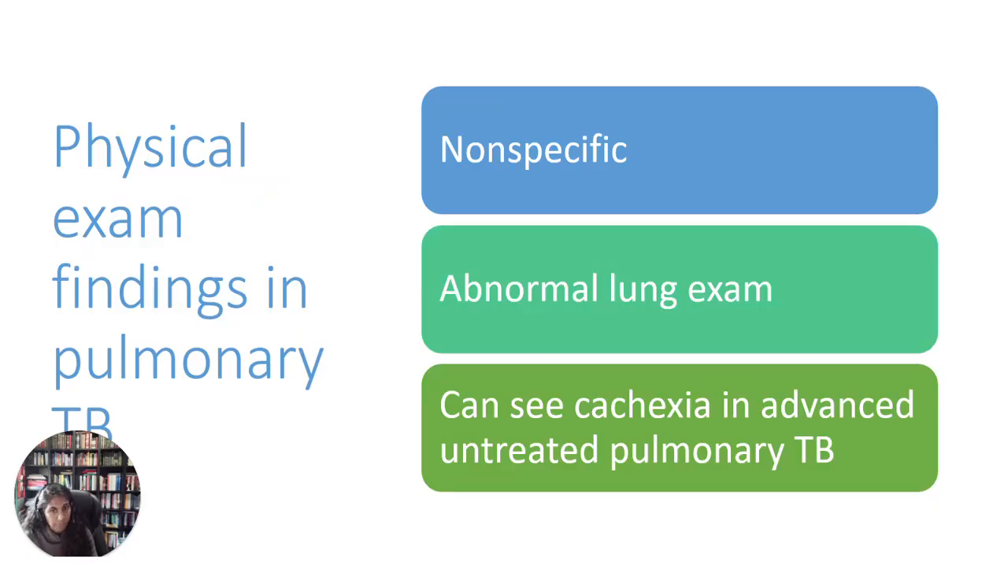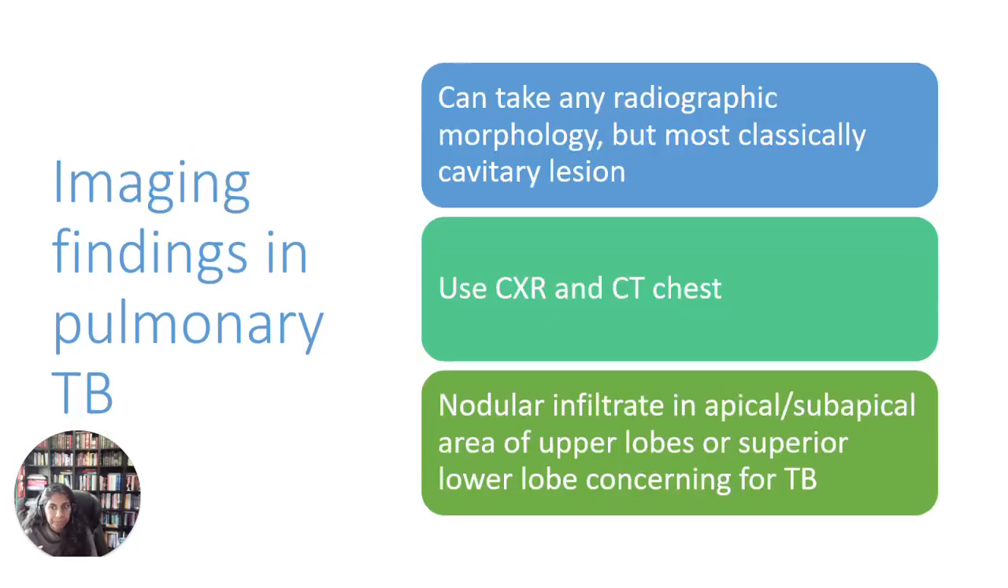Sometimes you might have an abnormal lung exam, and in those who have advanced untreated pulmonary TB, they can have cachexia, which is why the old name for TB, consumption, came about, because people literally looked like they were being consumed from within by something.